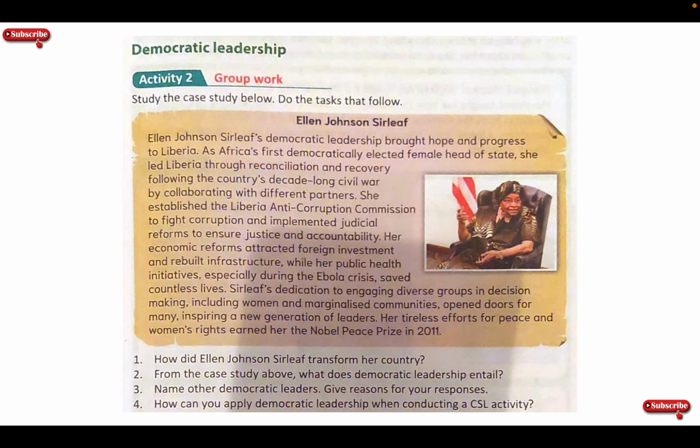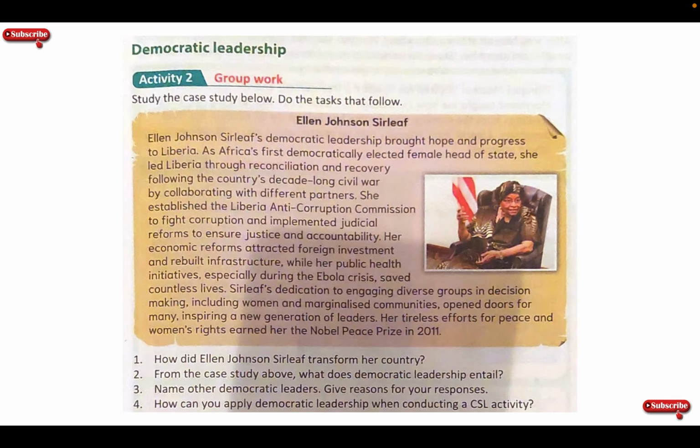Number 1 is working together. That is collaborating with many different partners. 2, including others. Making sure diverse groups like women are involved. 3, being fair. Being fair here we mean using rules and laws to make sure leaders are held accountable. And 4 is listening. Taking time to hear what different people need before deciding.